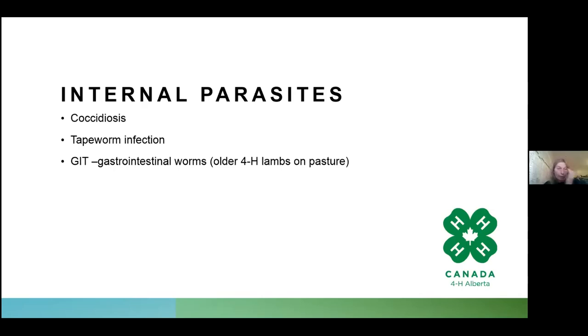So we're going to chat about coccidiosis, tapeworm infection, and very briefly, gastrointestinal worms, or the regular parasite worms, because most of our younger animals are not going to be on pasture. But I know some clubs do have lambs at Achievement Days later, so the lambs will get pasture exposure.